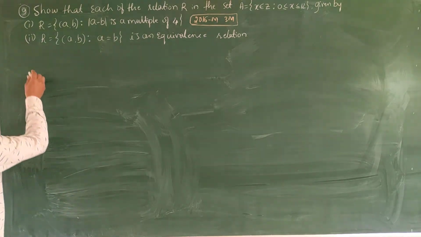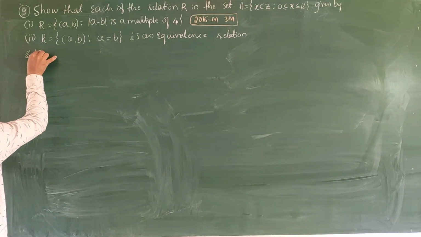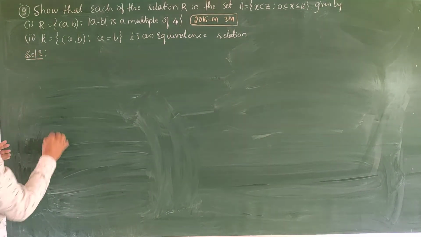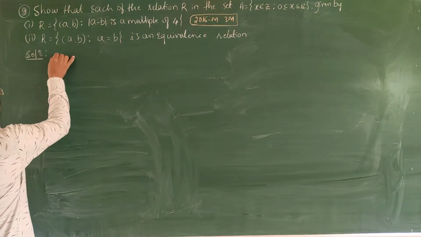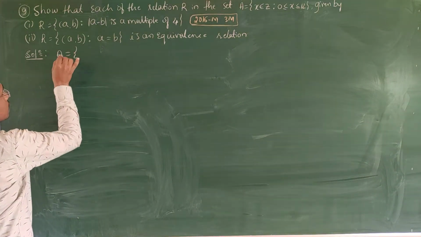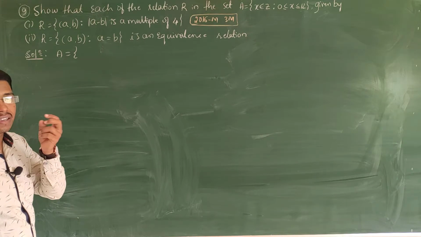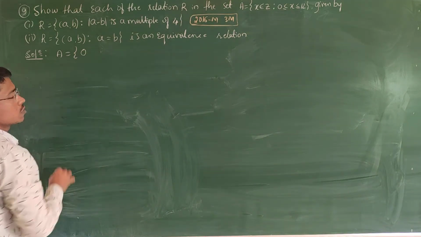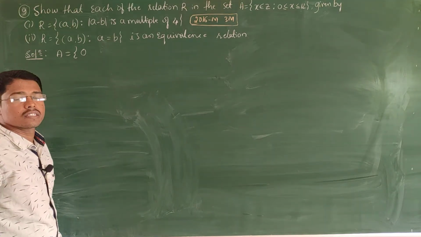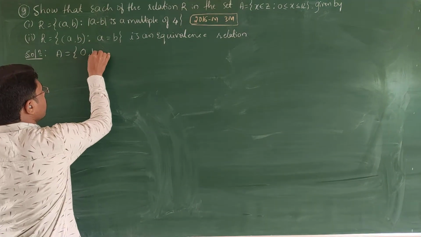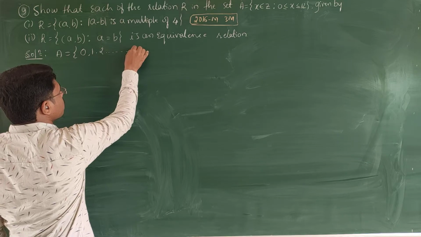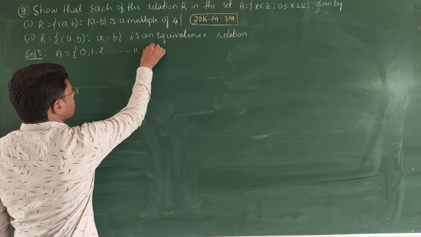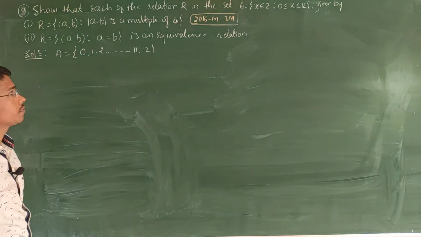First I will write the given set A = {x belongs to Z such that x is greater than or equal to 0, including 0, and less than or equal to 12}: 0, 1, 2, and so on up to 11, 12. This is the first step.